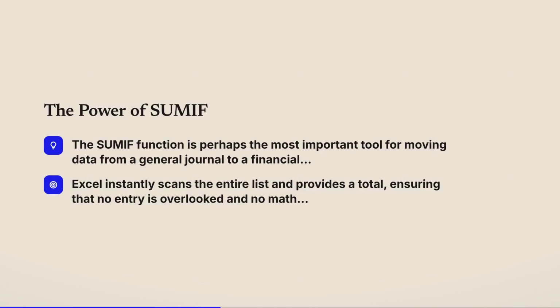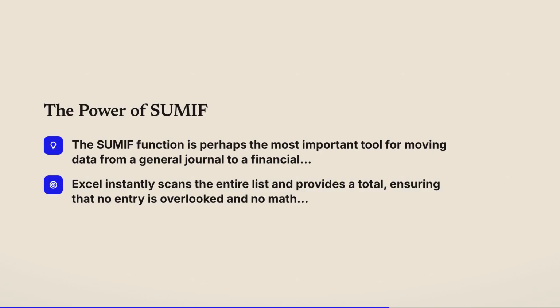The second is the criteria, which identifies exactly what you are looking for. For example, if you are building an income statement, your criteria might be the text revenue. Finally, the third argument is the sum range, which contains the actual numerical values to be added together, such as your debit or credit amounts.